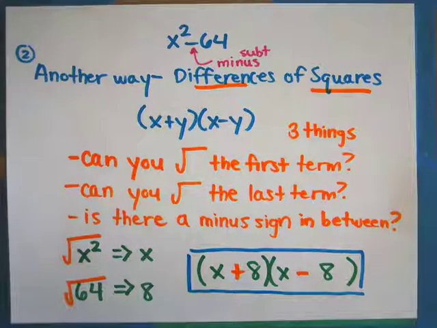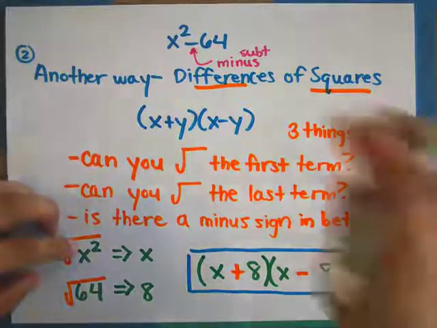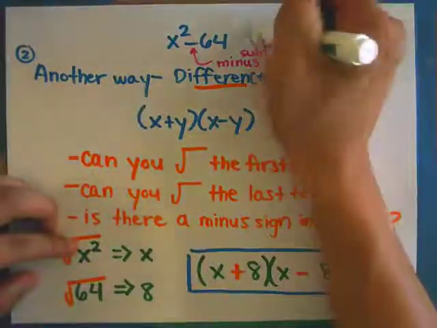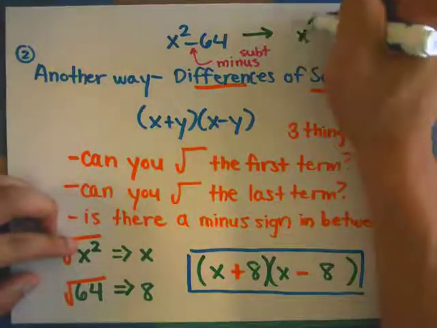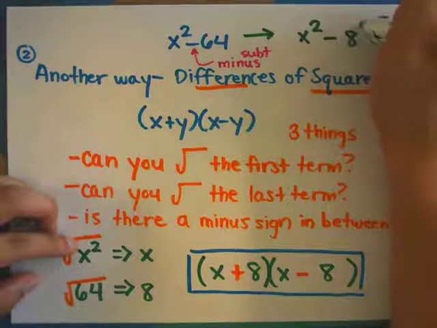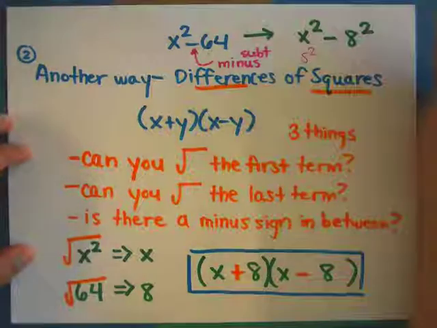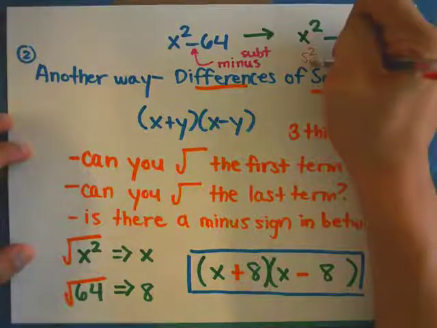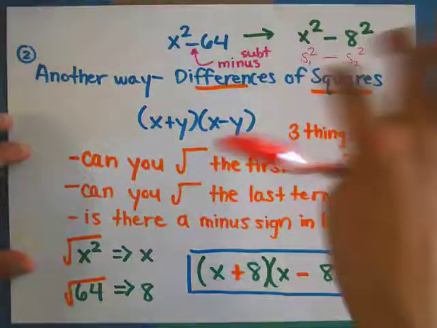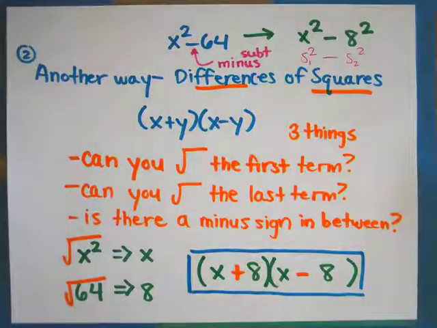I forgot that I have to explain why it's called difference of squares. I'm just going to rewrite this as squares. This is really x squared minus 8 squared. You're subtracting 2 squares. Remember, the area of a square is s squared. S squared minus s squared. You're subtracting 2 squares from each other, area-wise anyway. So that's why it's called difference of squares.